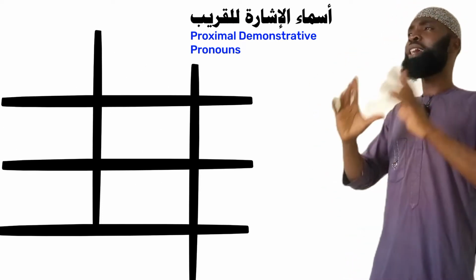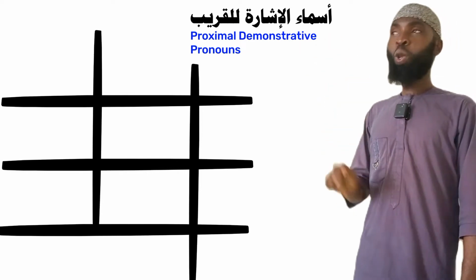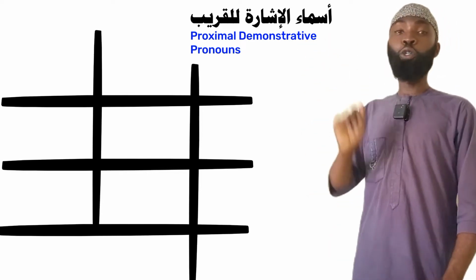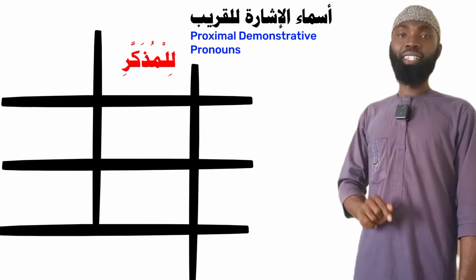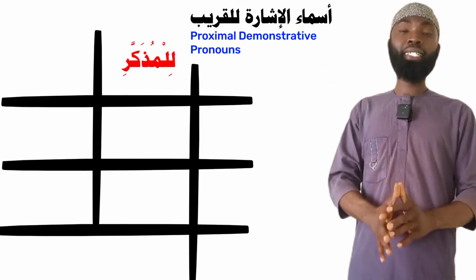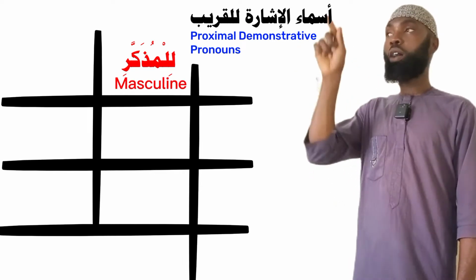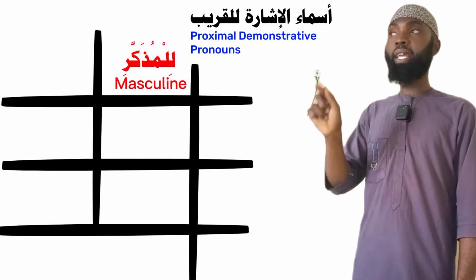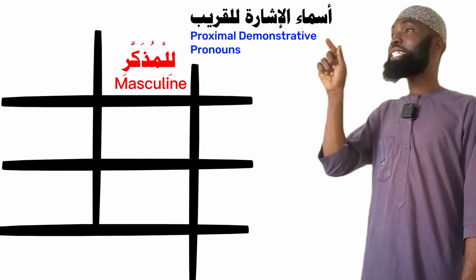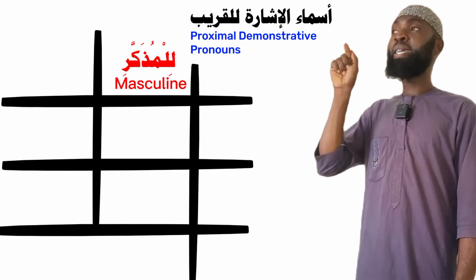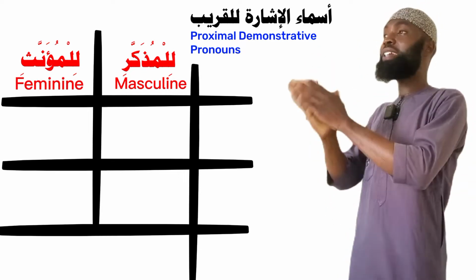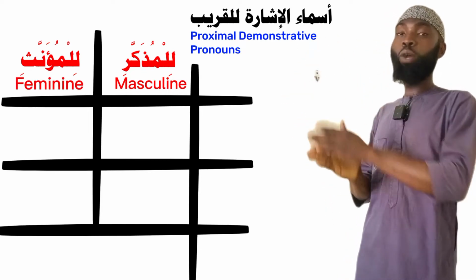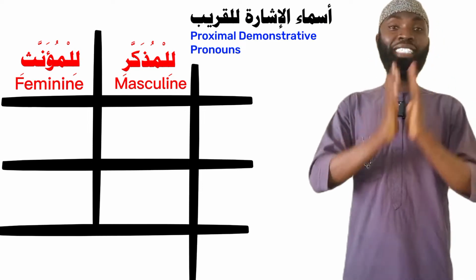MashaAllah. Now when you look at the table here, you can see that we have 2 columns. The first column we have lil mudhakkar. Lil what? Lil mudhakkar, which means for the masculine. So all the demonstrative pronouns you'll find here are for the masculine. Then on the second column, we can see lil muannath, which means for the feminine. So meaning any demonstrative pronoun you find here will be used for the female gender.